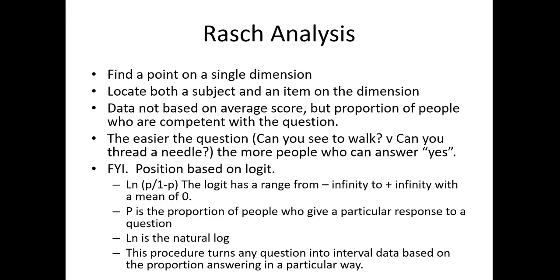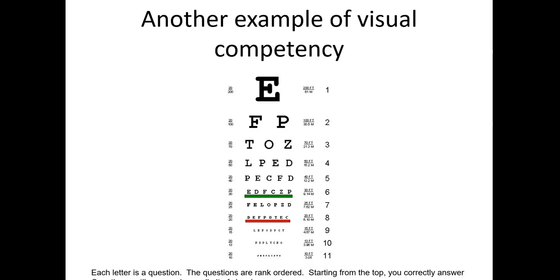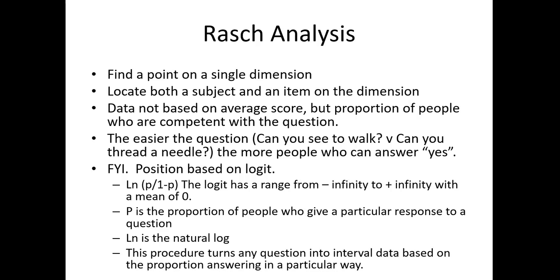Now, one advantage of the Rasch analysis is that you can locate both a subject and an item on the dimension. So if we look at our eye chart, the E is located on this dimension of visual competency. But a person is also located there. If they can only see the E and nothing below it, they're ranked up here. So in the Likert scale, you just get a mean of the person for the dimension. You don't get the individual question singled out so much. The data is not based on average score, but the proportion of people who are competent with the question.